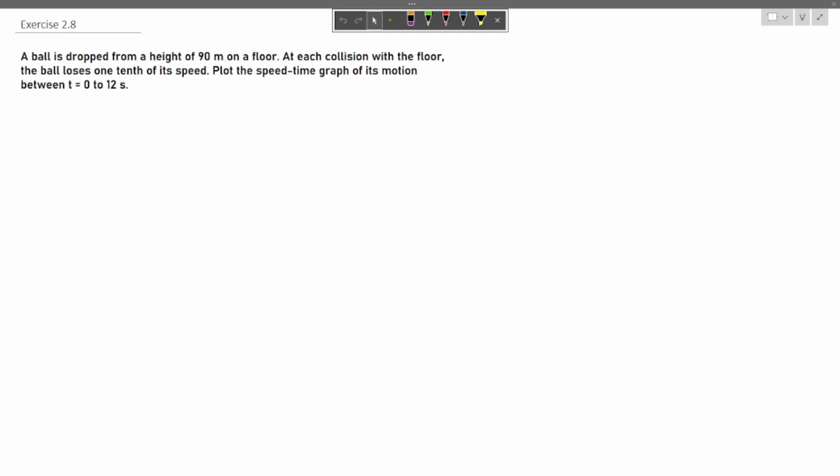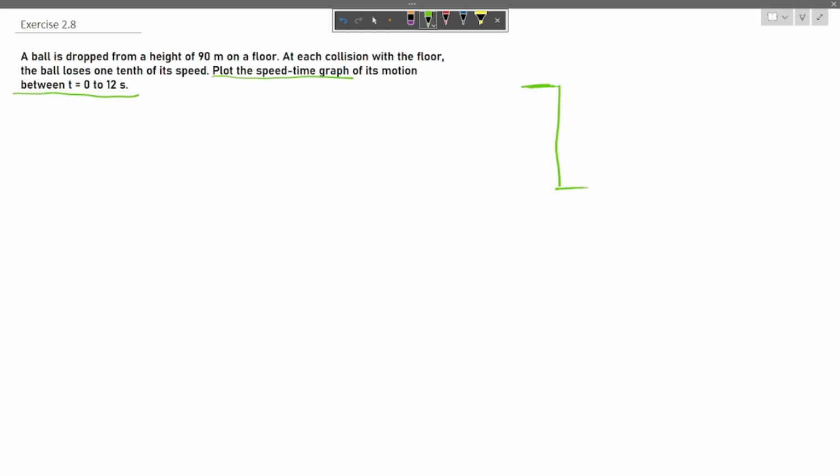The question says that a ball is dropped from a height of 90 meters on a floor. At each collision with the floor, the ball loses 1/10 of its speed. Plot the speed-time graph of its motion between time t equals 0 to t equals 12 seconds.